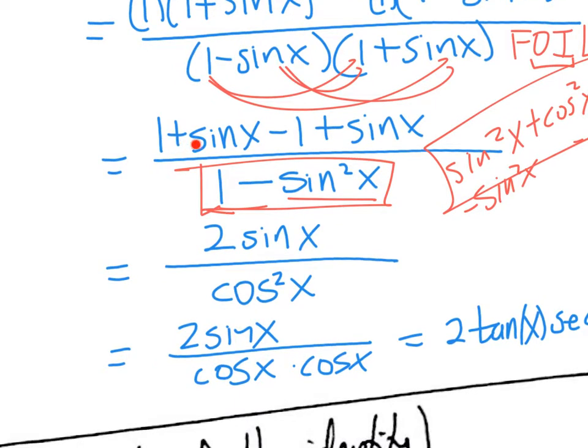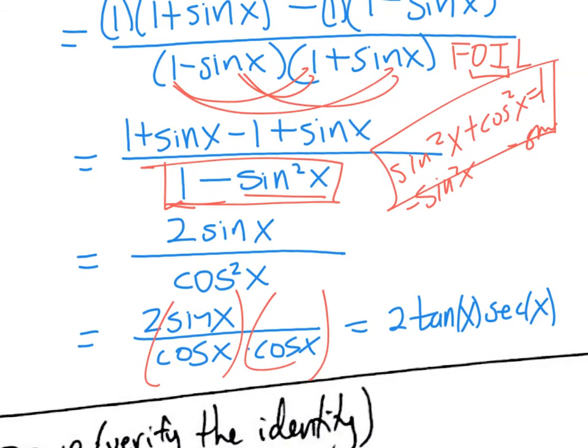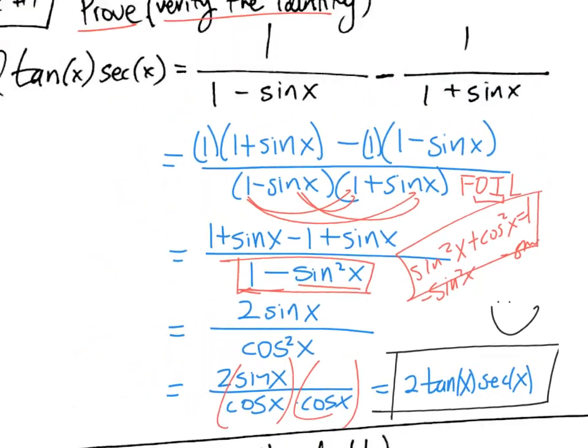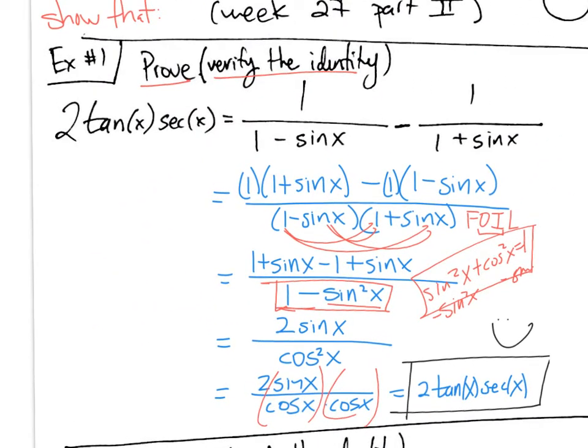So where are we? We combined these to get 2 sine x, and it's over cosine squared of x. So cosine squared of x is cosine x times cosine of x. And if we line them up like this, we recognize that, hey, that's tangent, and that is secant. And this is what we're trying to do, to verify, show, prove that this is equal to 2 tan x secant x, which we just did. Oh yeah.